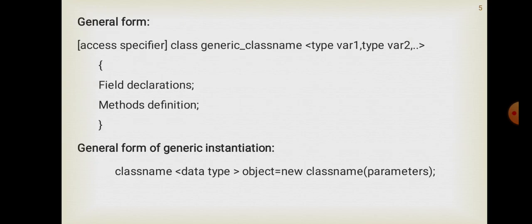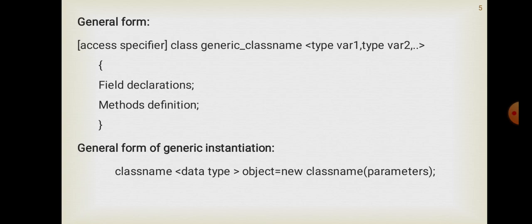The general form is: we have the access specifier, the class keyword and the generic class name. Within angle brackets, we mention type variable 1, type variable 2, etc. This generic type means it can accept any kind of data type. And inside that class, we mention the field declarations and method definitions.